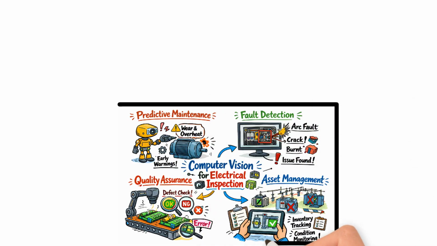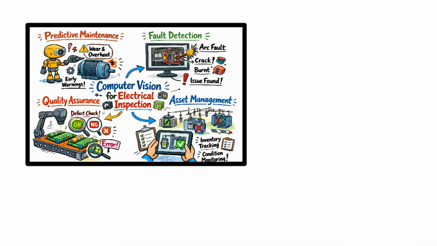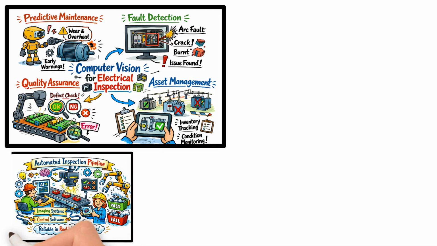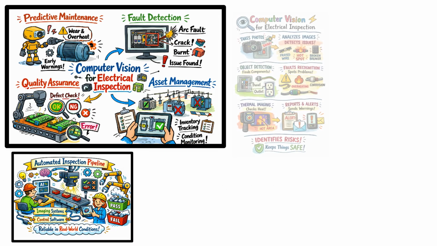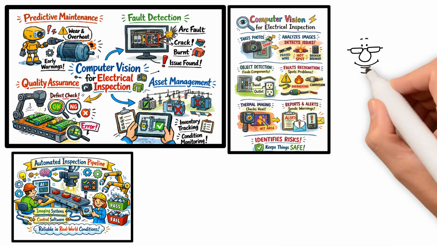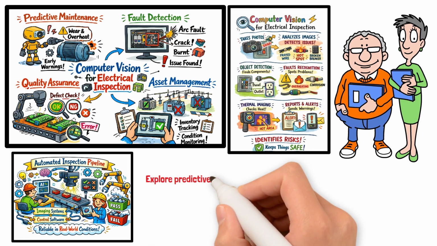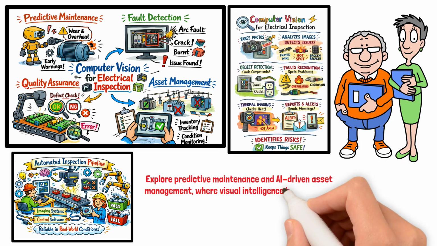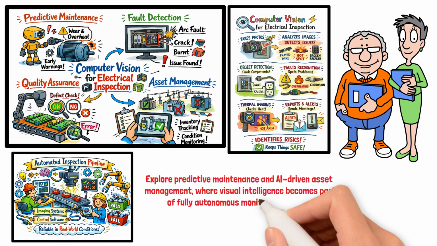asset management. Engineers integrate AI models with imaging hardware and control systems to create automated inspection pipelines that operate reliably under real-world conditions. Now that the intuition behind computer vision for electrical inspection is clear, the next step is to explore predictive maintenance and AI-driven asset management, where visual intelligence becomes part of fully autonomous monitoring systems.